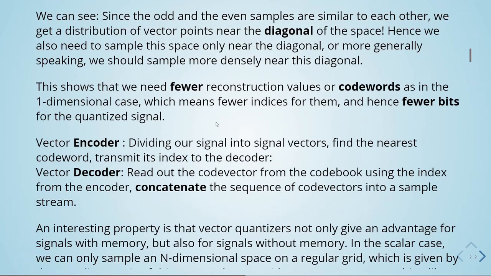So in a vector encoder, we're dividing our signal into signal vectors. We find the nearest code word and we transmit its index to the decoder. On the decoder, we read out the code vector from the code book using the index from the encoder. We concatenate the sequence of code vectors into a sample string.